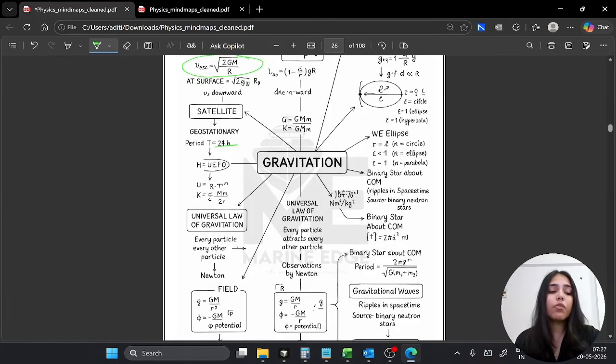How much time will it take to complete one revolution? That is equal to 2 pi. It is not clearly mentioned here, but we can write it as 2 pi under root r square upon GM.